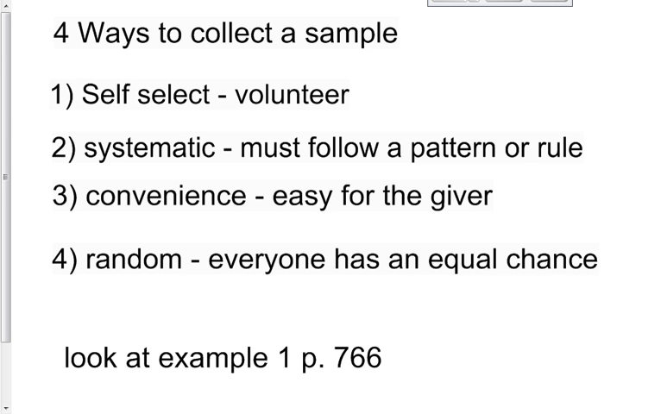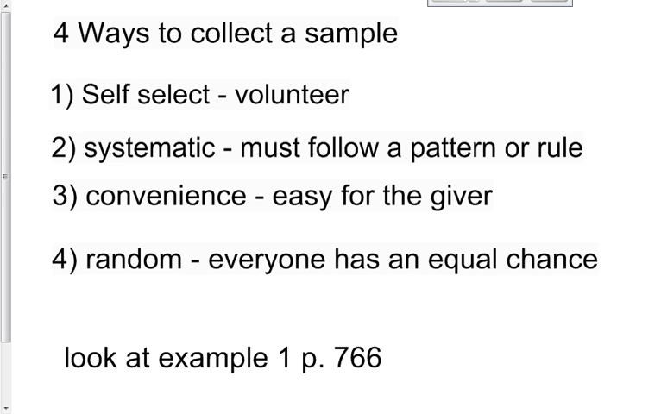Another way is called systematic sampling. Systematic means you have to follow a pattern or a rule. So for instance, every second person to walk in the door, every other person, I could give them a survey. It could be every 5th person in line is going to be pulled out of the line at the airport for further screening. So it has to be some kind of a rule. Every other person, every 5th person, something like that.